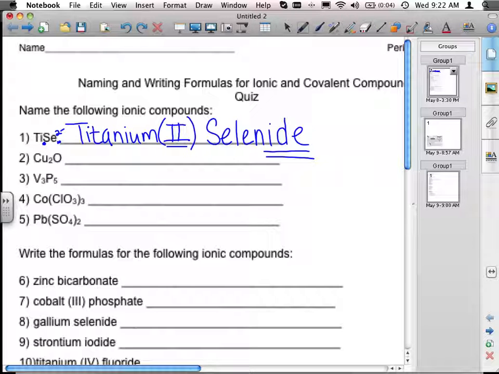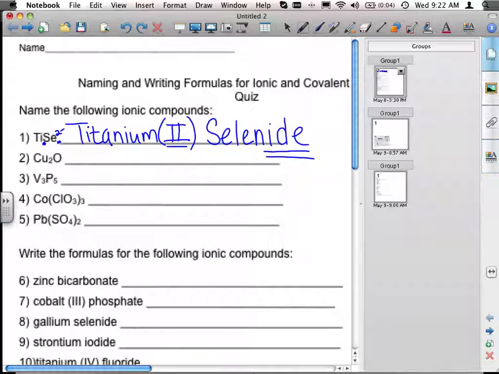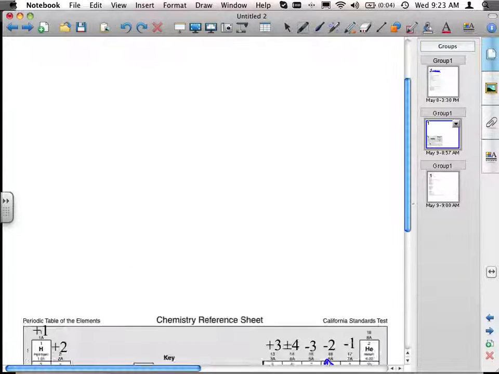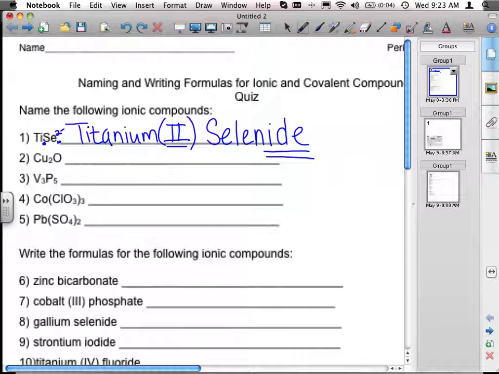Number 2 starts off with Cu. We go to the periodic table and find Cu. We will find that it is located right here, which again, it's found in the middle section. It stands for copper, meaning it needs a Roman numeral. To decide what the charge needs to be, I need to look at the second element so that I can balance the charges. O stands for oxygen. When it is listed last, it is oxide.